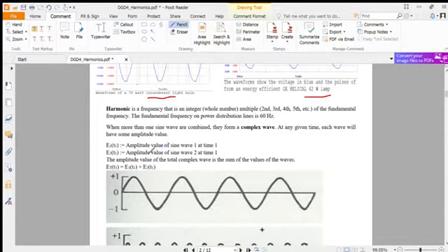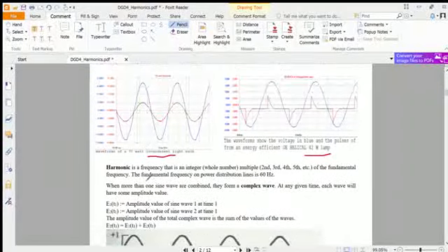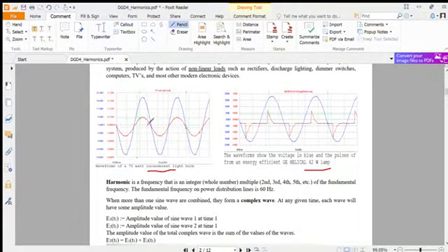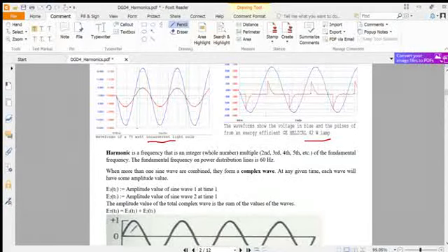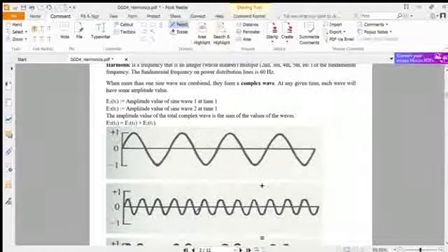Let me give an example. E1 is the amplitude of wave 1. This is the time domain, and this vertical axis is the amplitude. It could be the voltage or the current. So this could be wave 1 at time t1, or at any instantaneous time. E2 is the voltage of sine wave 2. If we sum these, we get a complex wave. Now see how it happens.